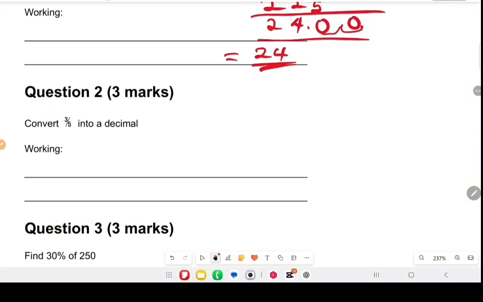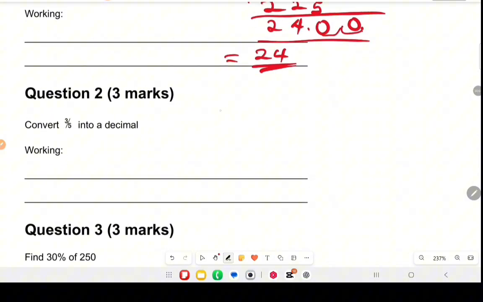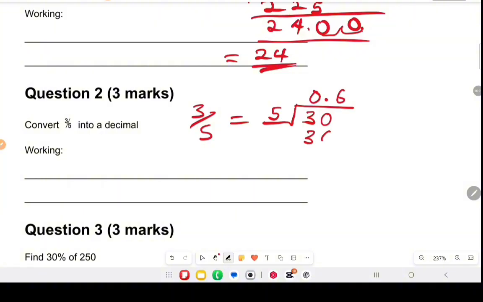Then convert 3/5 to decimal. What we do here, we write 3/5 equal to, when we are converting to decimal, we draw using the long division method. 5 becomes the divisor, while 3 becomes the dividend. 5 into 3 cannot, we write 0. Immediately we put a point, we add 0 to 3, becomes 30. 5 into 30 gives us 6. 6 times 5 gives us 30. When we subtract, 30 minus 30 gives us 0. Therefore, 3/5 is equal to 0.6.